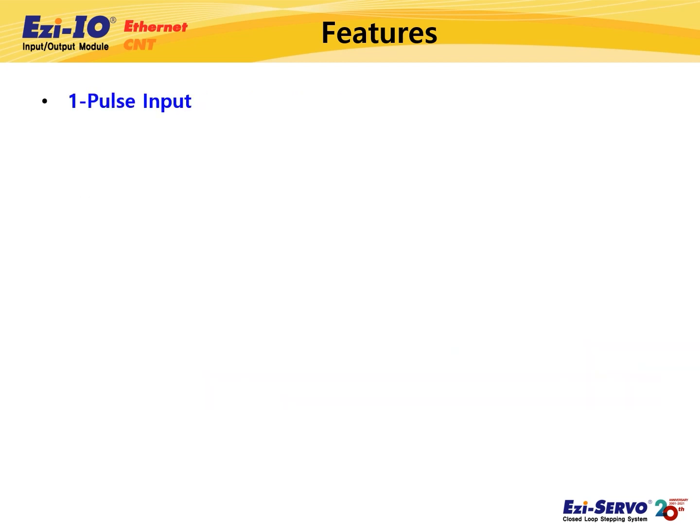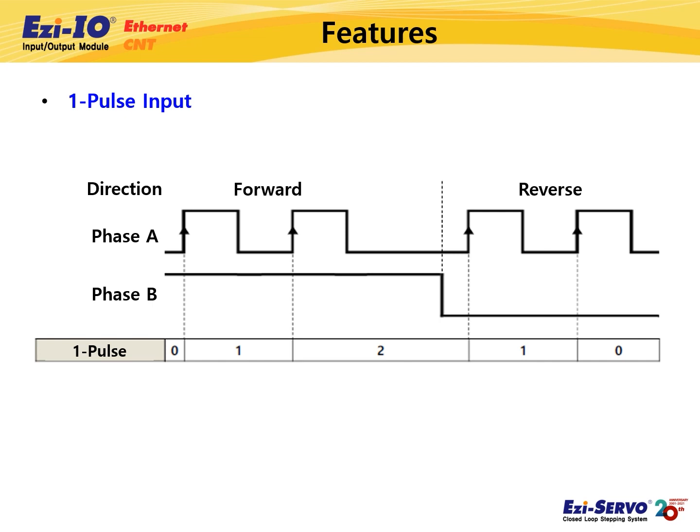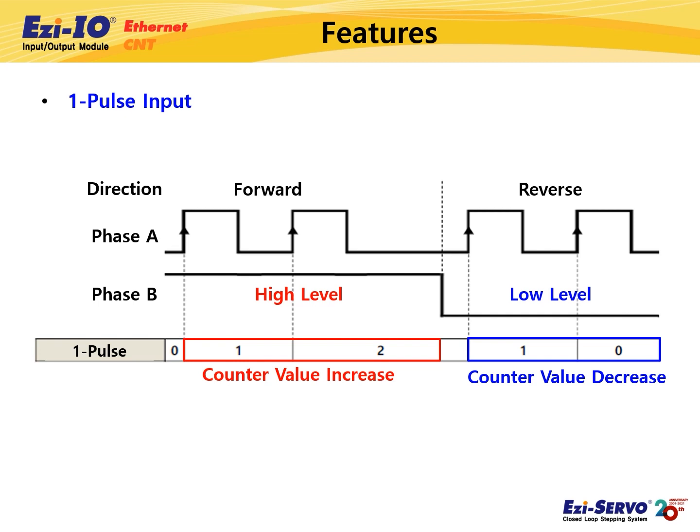The second pulse input method is one pulse input. In case of one pulse input, the count is executed from the rising edge of the A phase signal, and the B phase signal orders the count direction. If the B phase signal is high level, the counter value increases, and if the B phase signal is low level, the counter value decreases.